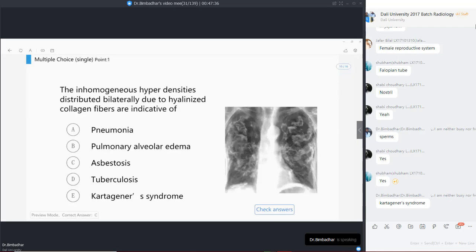Cartagener syndrome is a problem that is present with pulmonary cystic fibrosis and protein B deficiency, because protein B is the one that actually enhances the function of cilia.